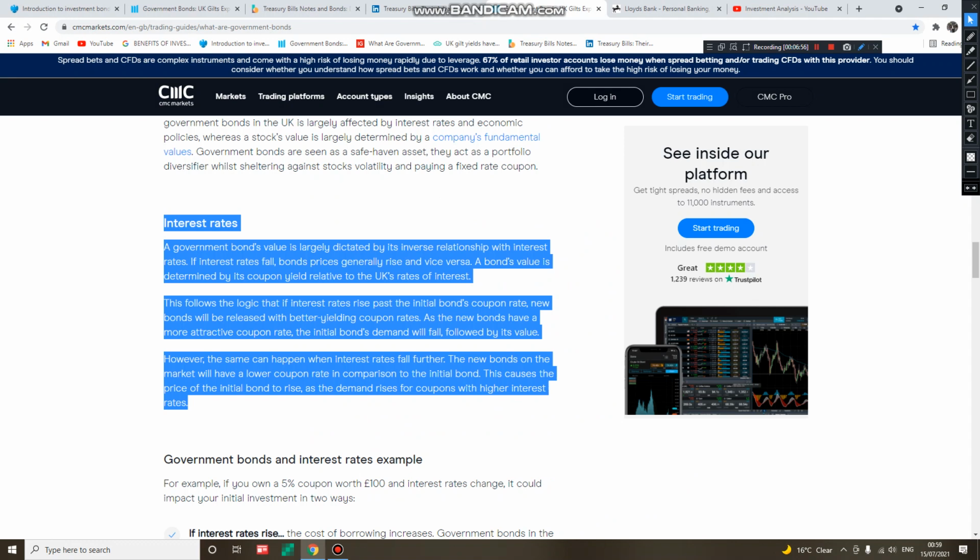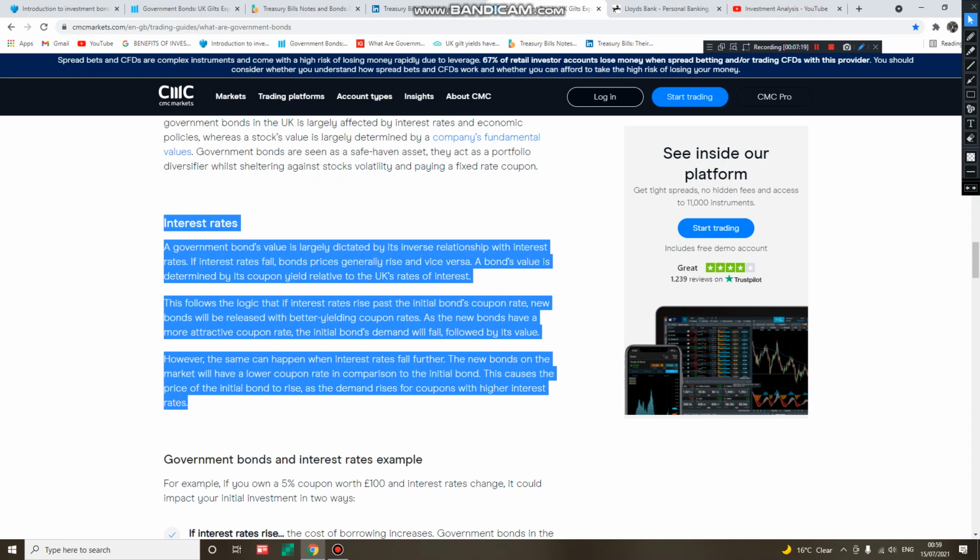A bond's value is determined by its coupon yield relative to the country's rate of interest. Still unclear? Wait, let me break it down further. Let me use another example. For instance, if you own a 5% coupon worth £100, if you invest in a bond worth £100 at 5% interest rate. Meanwhile, after your purchase, the government decides to reduce or increase the interest rate for some economic reason. It could impact your initial investment in 2 ways.